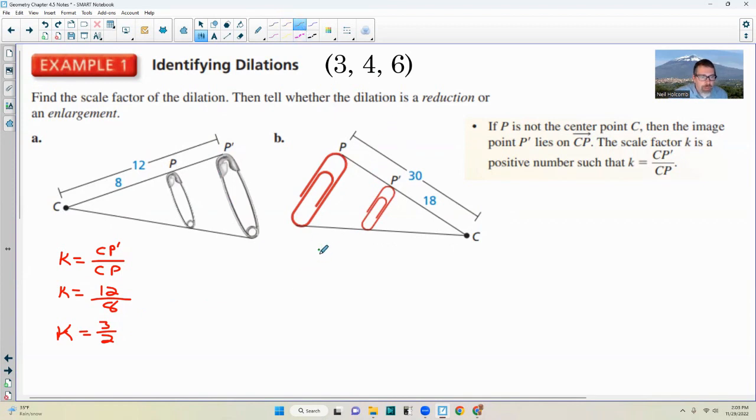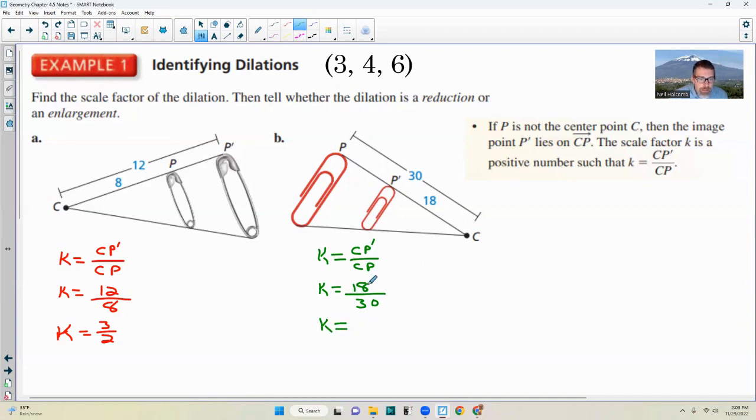And if I do it again over here, I write the formula, K equals CP prime divided by CP. Substitute the givens, K equals CP prime, careful, it's a shorter one, 18 over CP, 30. So in this case, the original was this big paperclip, and the image is a smaller one. Since it got smaller, it's a dilation, and K is between 0 and 1.